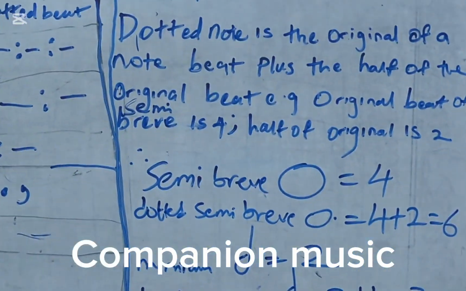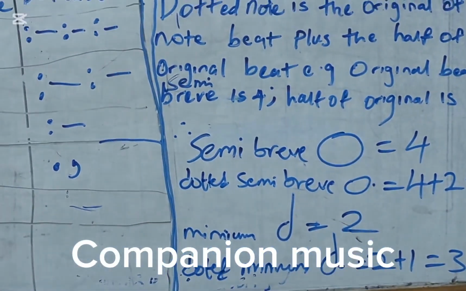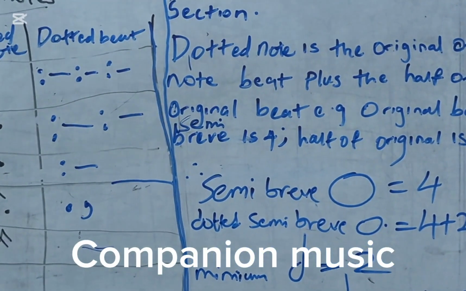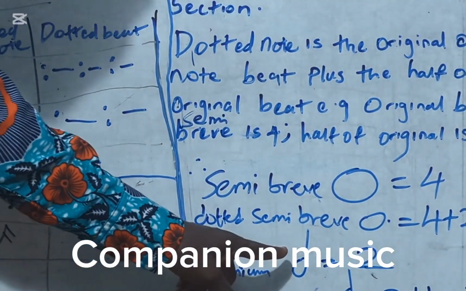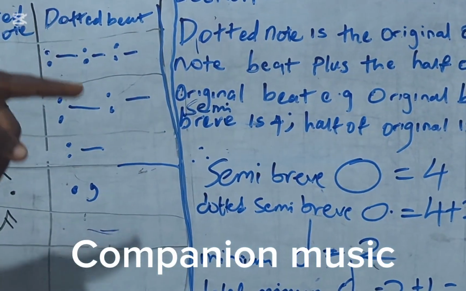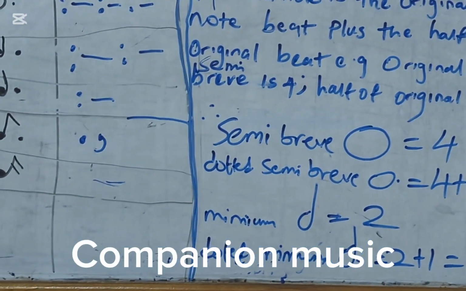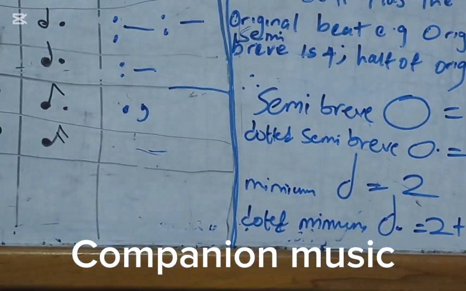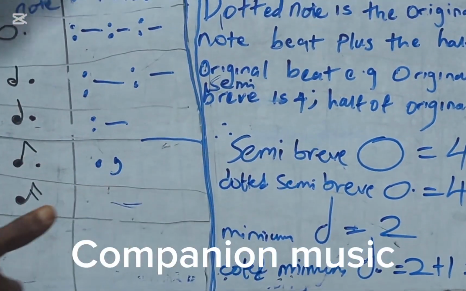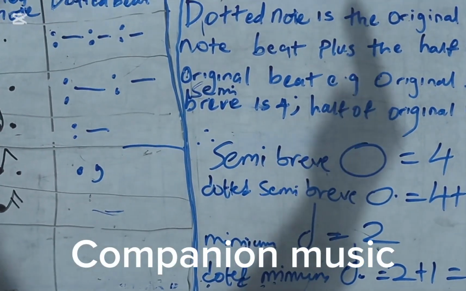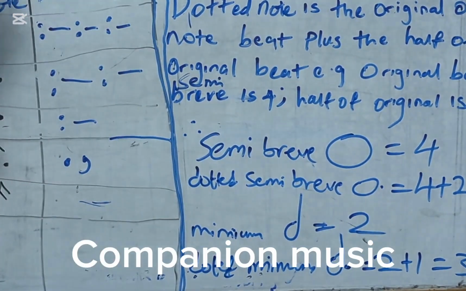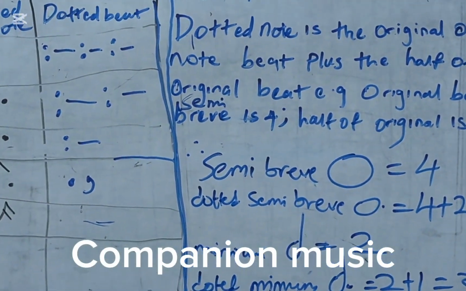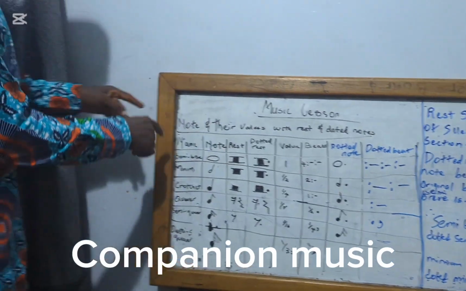In the same vein, we have the minim. The original beat for the minim is 2 beats. And when the minim is dotted, half of that 2 is 1. So when you have the dotted minim, it will give you 2 plus 1, making 3 beats.